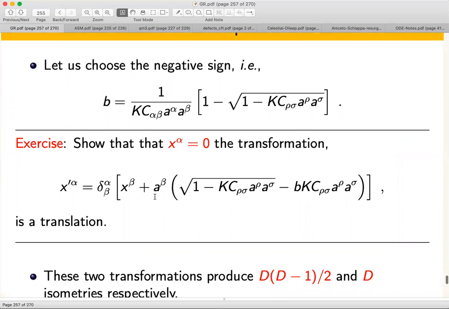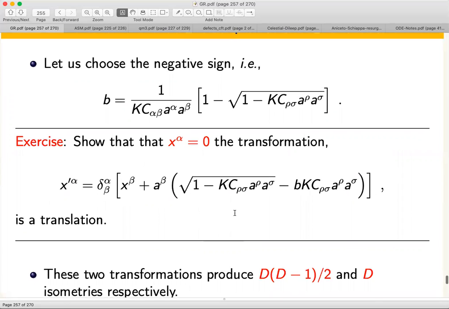Okay, you will of course set x beta to 0, but you don't have to do that. All you have to ask is what does this transformation look like in the neighborhood of x equals 0. All you have to show is that this transformation is actually a translation, although it looks very complicated.